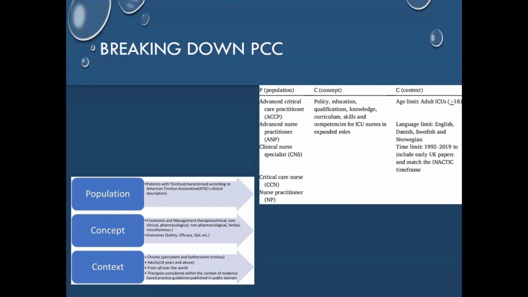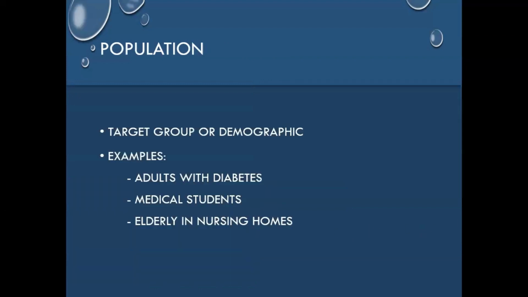Your concept is more of your education, qualifications, your knowledge side of things that you want to look at. This can also be like the treatment or management therapies. And then the last one is the context, like I said, giving the boundaries. So this is where you set the stage of where are we looking at? Are we looking at age range? Are we looking at the United States? Are we looking at the theories that are out there or the guidelines, best practices? So that's what the context is. So let's go ahead and go into each one of these individually and look at them a little bit deeper.